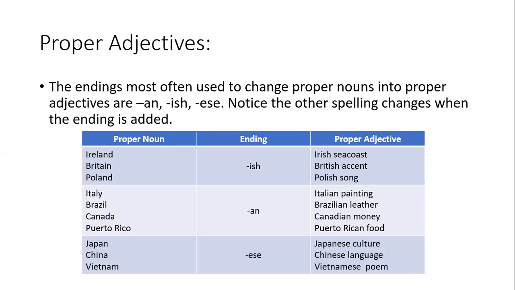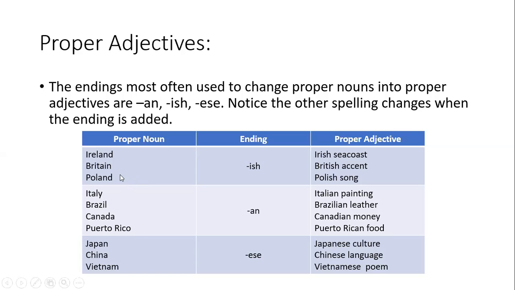Now, the endings of proper adjectives that are often used to change proper nouns into proper adjectives are going to be the suffixes an, ish, and ese. And notice that the spelling changes when the ending is added. Like I said before, Puerto Rico changes to Puerto Rican, right? Remember the example. So let's look at the proper nouns in the first column.